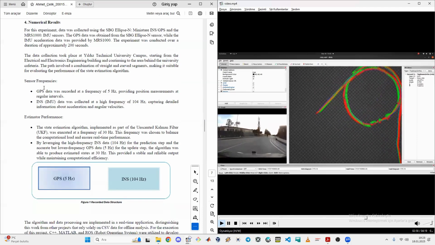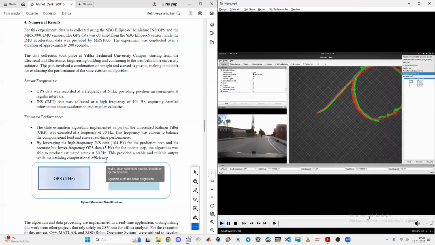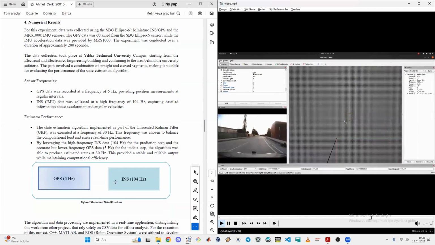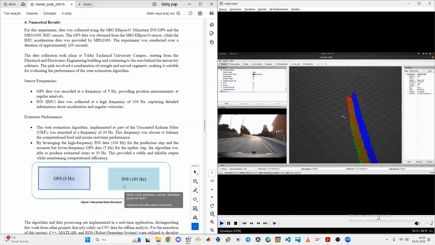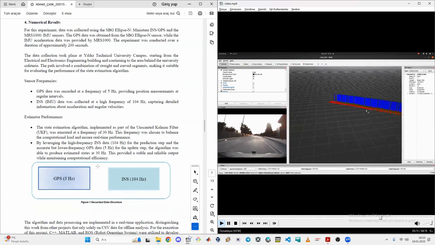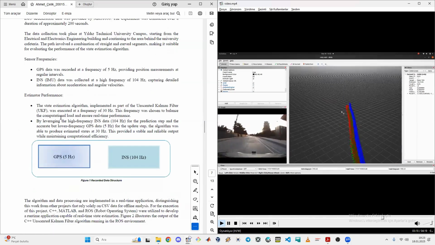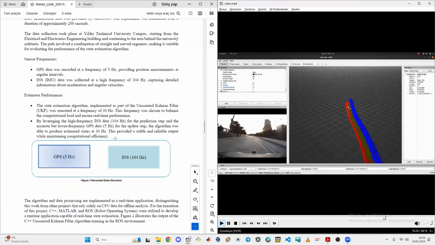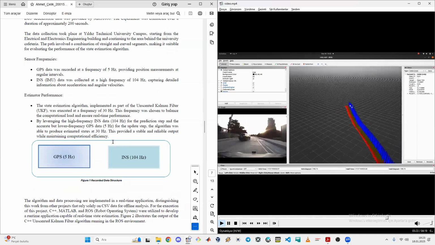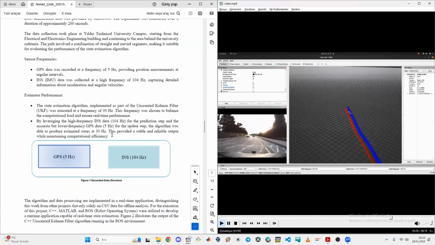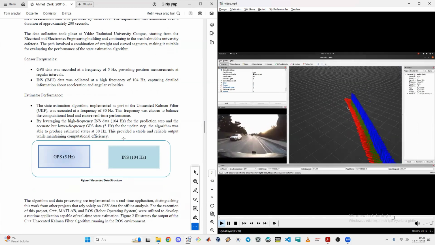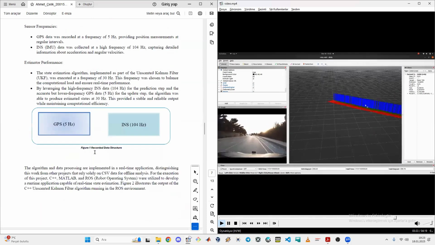And as you see, this is the block diagram that we have, given the sensors: the GPS giving 5 Hz position data, and the INS giving accelerometer data around 100 Hz. Using these data, we have run the unscented Kalman filter around 30 Hz. Our estimate stays updated at 30 Hz. That is why.